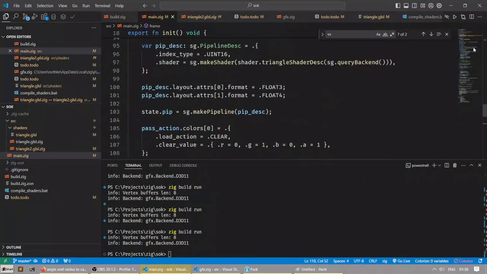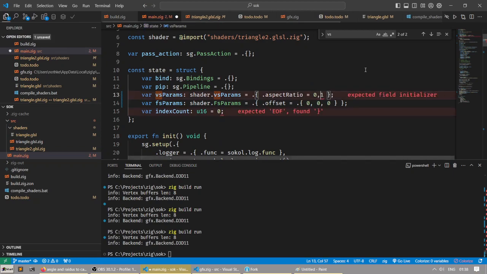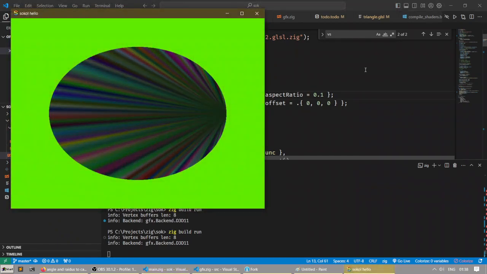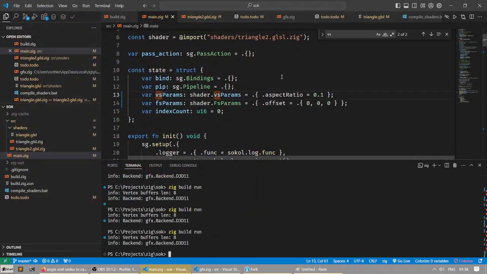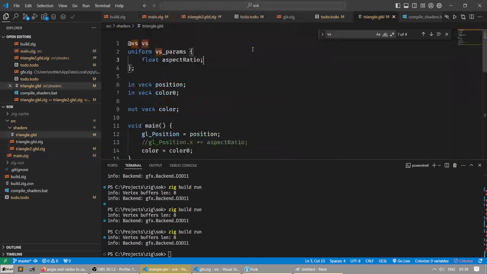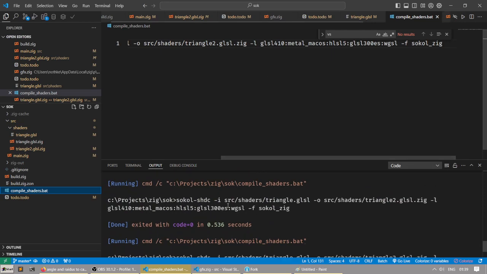So what if I initialize it to like 0.1? No, okay, something is not working. This is weird. Did I remove the GLSL line? Yes, I did. This is why it works. Okay, so this works. Yeah, I completely forgot.